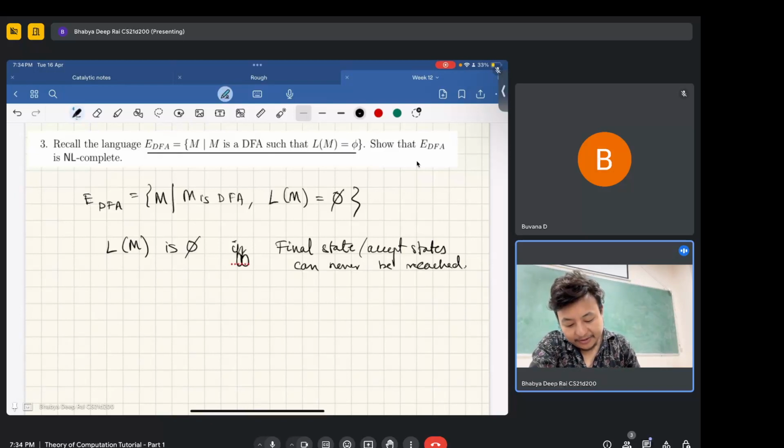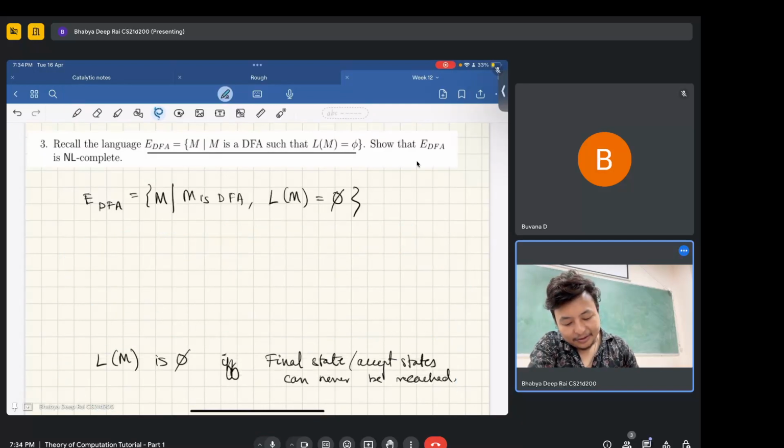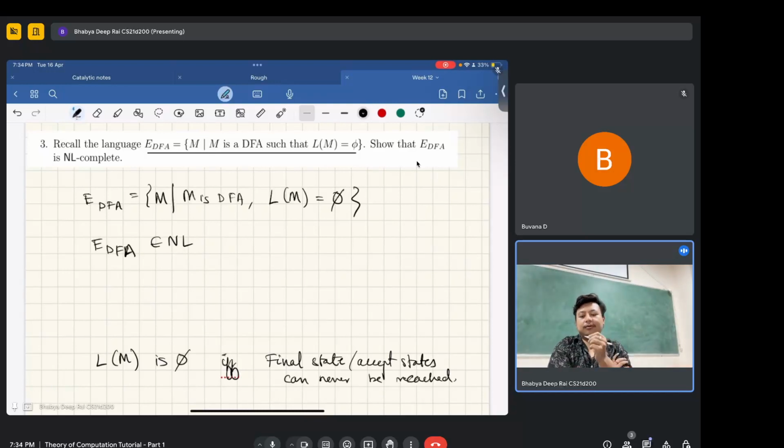First, we also need to show, before I do this, that to show completeness, we need to show that it is in NL. We need to show that E_DFA, that the language is empty, is in NL. It can be easily verified that the language of the DFA is empty.